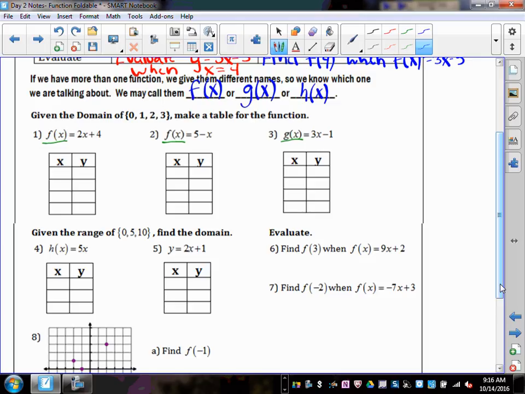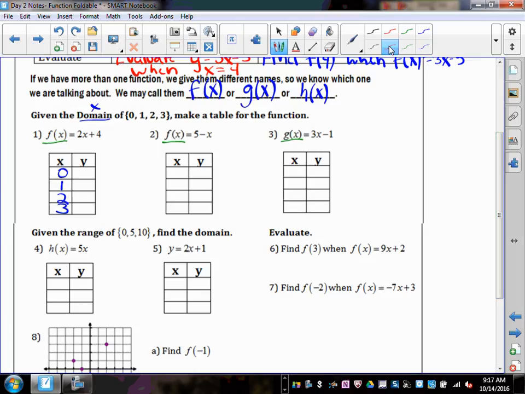All right. So given the domain of 0, 1, 2, 3, make a table for the function. Right. Let's just do number 1 here. So they gave me my domain. Domain is which ones, x or y? Good. Domain are your x values. So they told me my domain is 0, 1, 2, 3. So now I need to find my y values, or what is called your range.